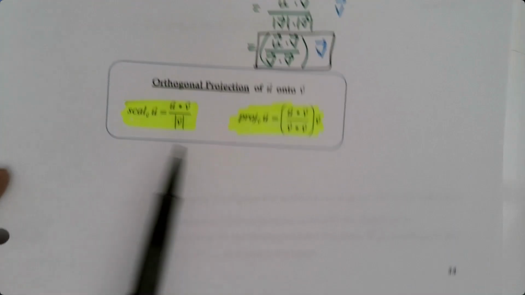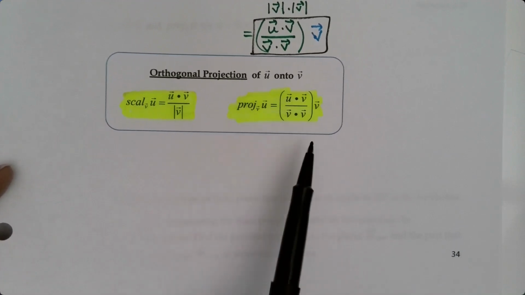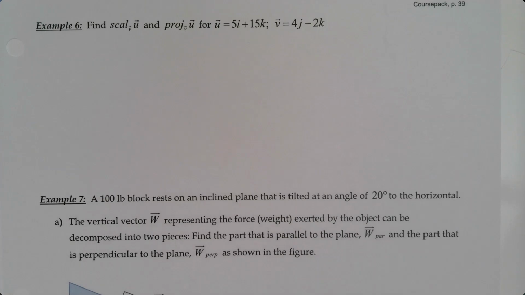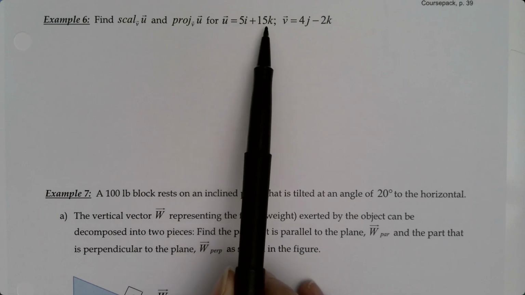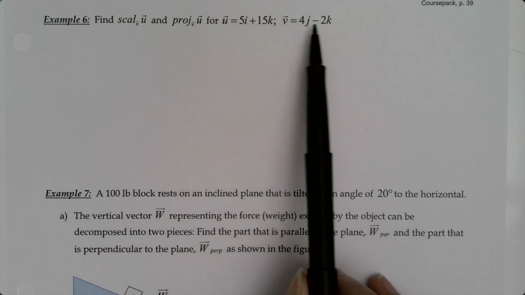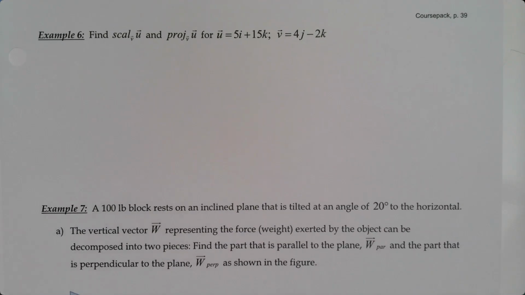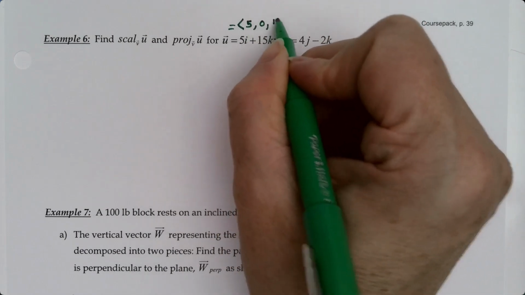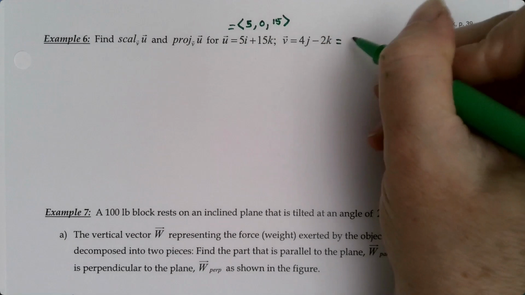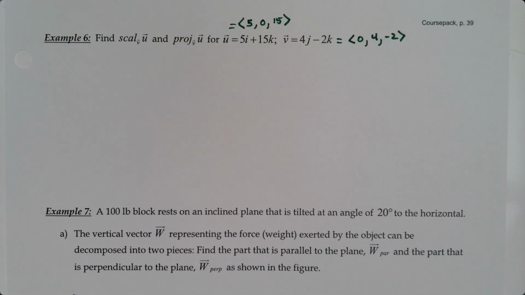So now we want to take our fancy new formulas for the scalar projection of u onto v and the projection of u onto v out for a spin. All right, so let's do it. We have u right here, which is 5i plus 15k, and v right here, which is 4j minus 2k. You want to be a little careful because they don't actually have the same components. u is 5, 0, 15, and v is 0, 4, negative 2. So you want to be careful of that.